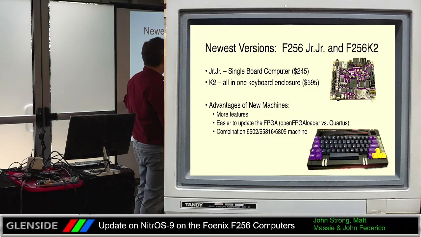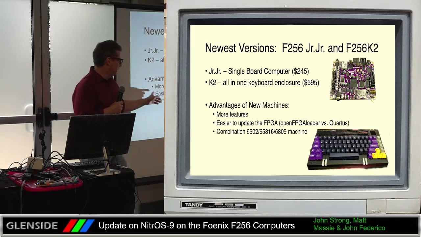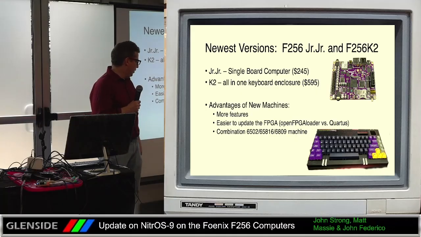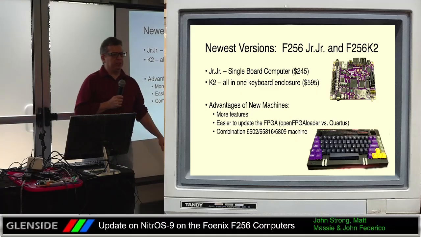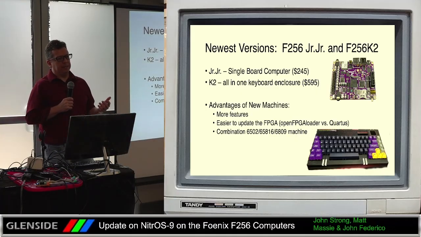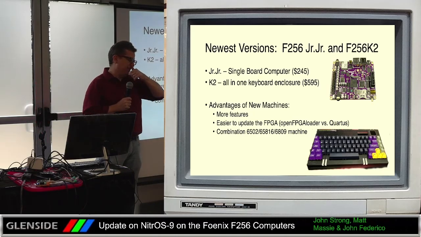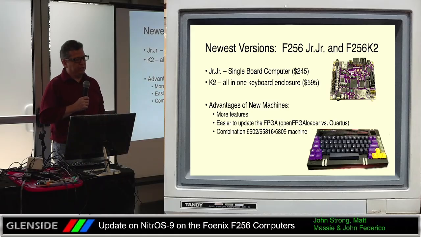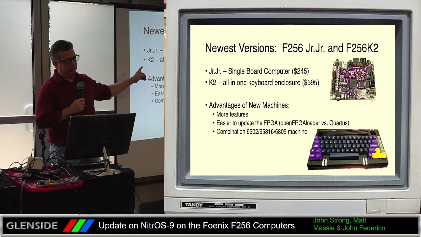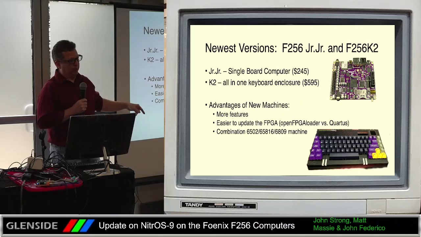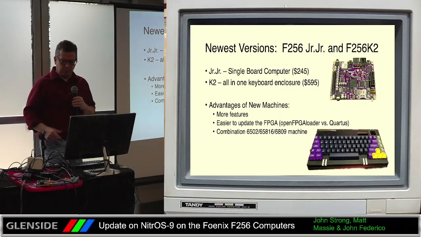So the advantages of the new machines over the old ones: there's more features, and it's easier to upgrade. And really, you're getting a combination machine. On the old machines, on the K and the Junior, the 6809 was a separate chip. You actually had to install the chip. This one you don't have to. There's a 65816 on board on each board. Plus you have the FPGA, and then the 6809 works with the FPGA.